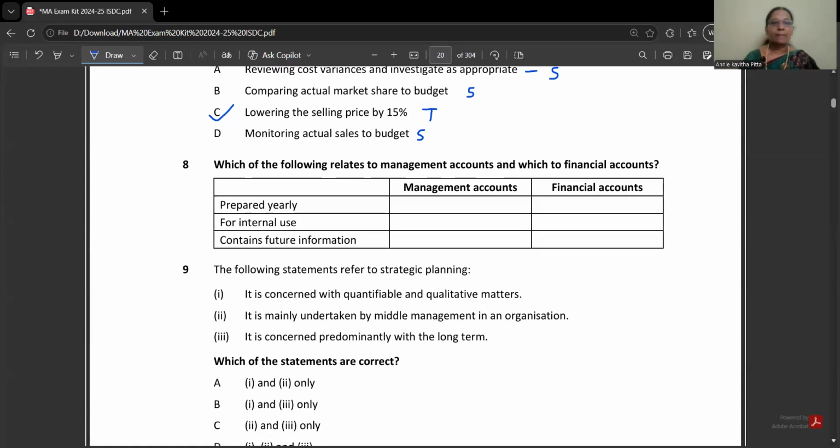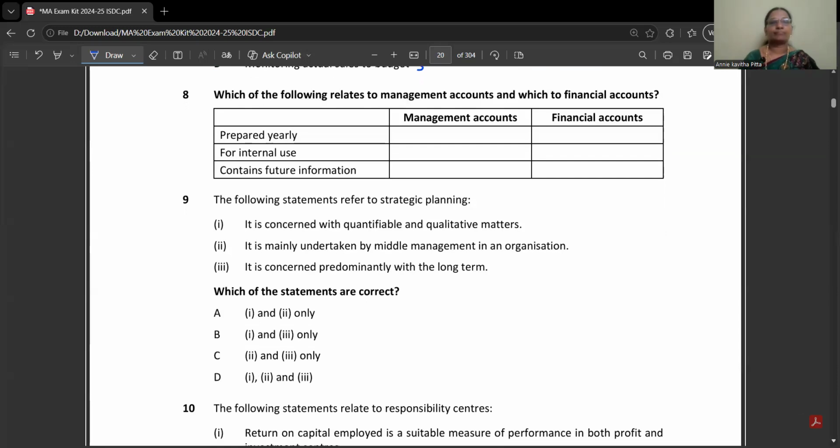Eighth one talks about which of the following relates to management accounts and which to financial accounts. Management account, see, there are no standard formats. There is no time period at which these accounts are prepared. Whenever management requires any information for taking decisions, management accounts are prepared. This management account is purely for internal purpose. It aids the management to take better decisions.